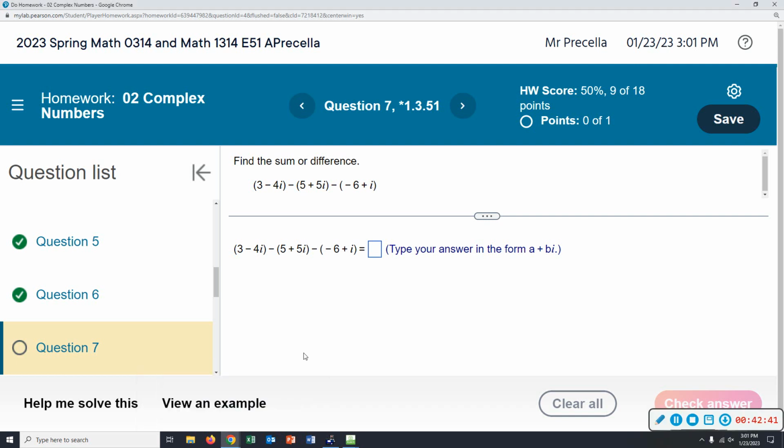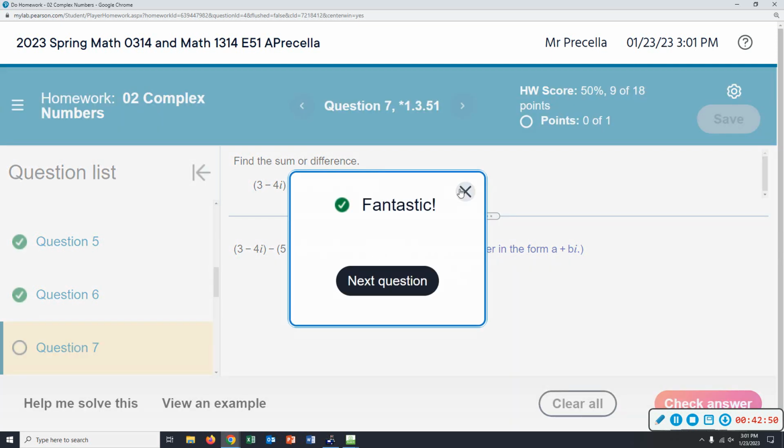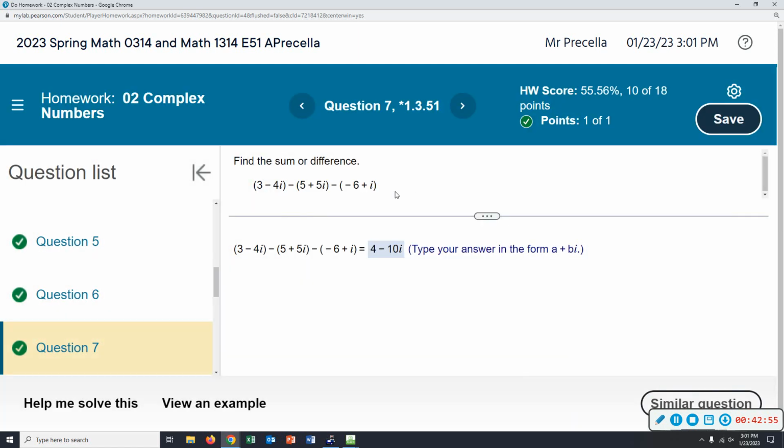This is called subtracting complex numbers. It sounds harder than it is. It's just combining. If you had taken Math 3, you would go through combining like terms, but the i's would just be letters, and that's exactly what you would do. If you had 3 minus 4x minus a 5 plus 5x minus a negative 6 plus x, that's exactly what you would do to combine like terms. Any questions there?